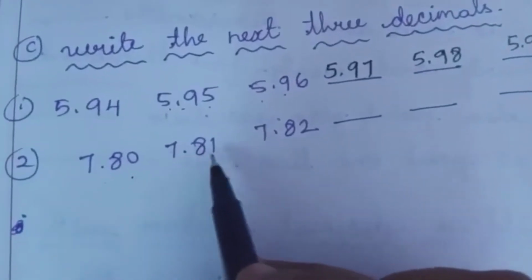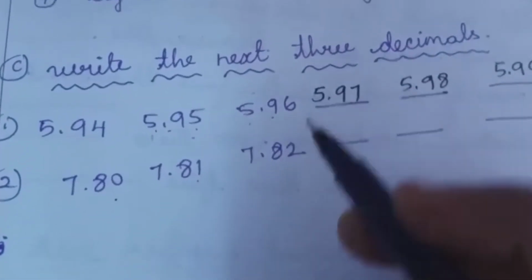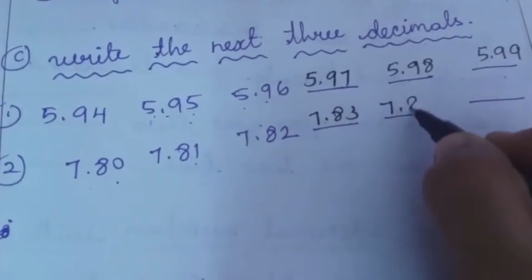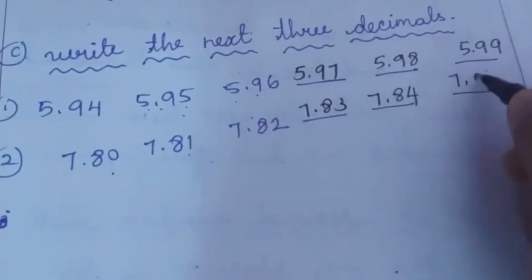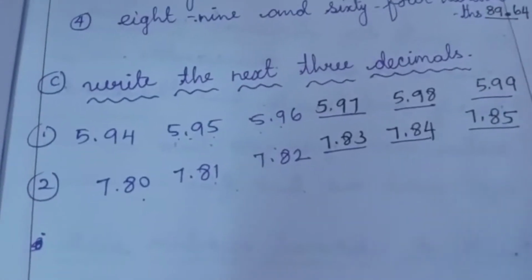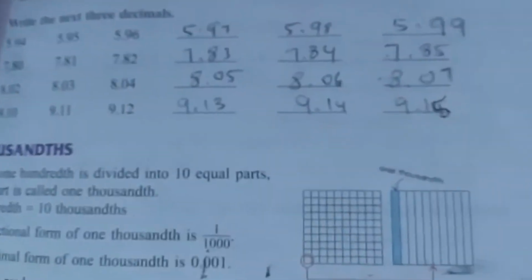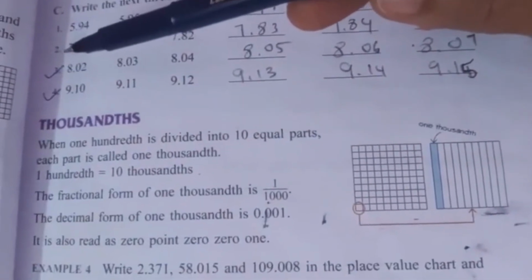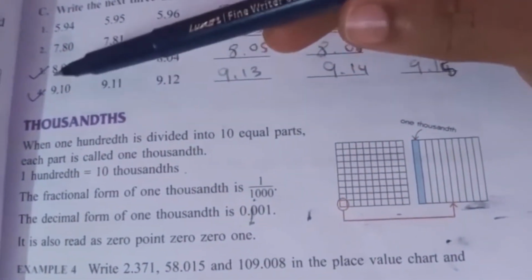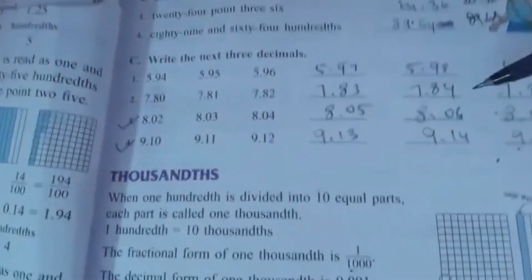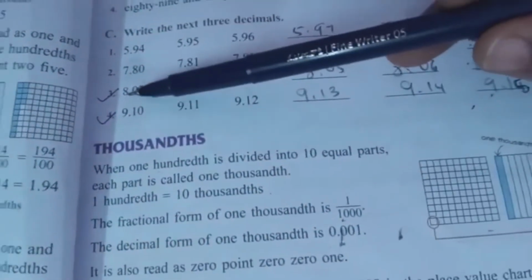The next one, 7.80, 7.81, 7.82. When we write it here, 7.83. Next, 7.84, 7.85. This is how we have to write it, students. In section C, I have done 1 and 2. This ticked sum is your homework. 3 and 4 is your homework. The same way you do it. I have done it already. You can try by yourself in 6.2 section C, 3 and 4.